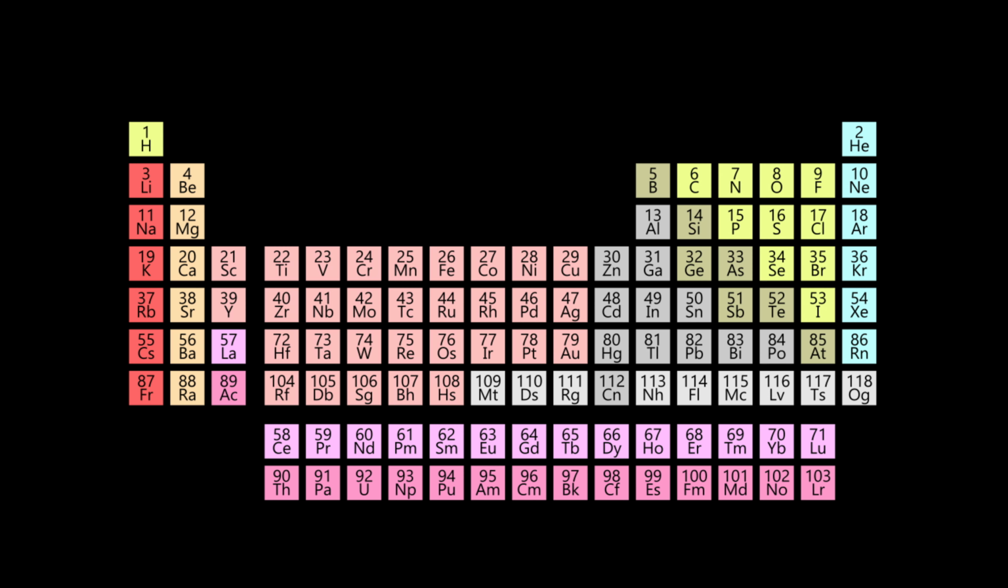So, anyway, potassium hydroxide. Well, the molar mass of potassium is 39.1, so 39.1 plus the molar mass of oxygen, which is 16, plus the molar mass of hydrogen, which is 1.008. And the molar mass of potassium hydroxide is 56.108 grams. Simple.